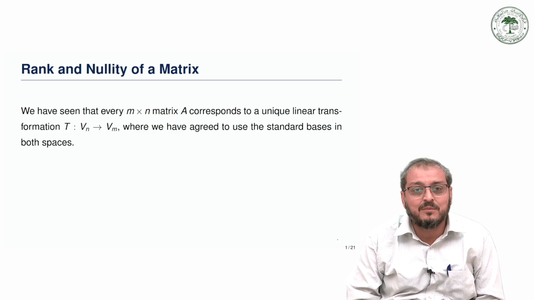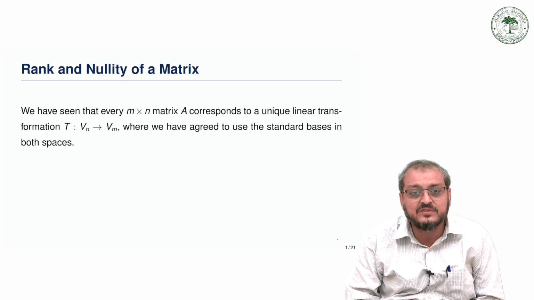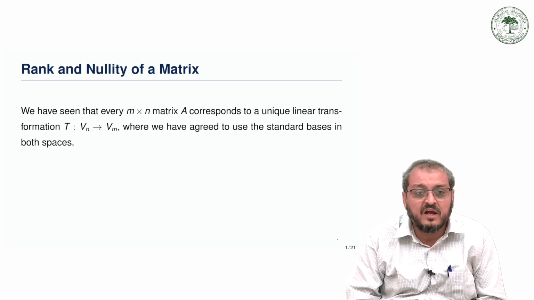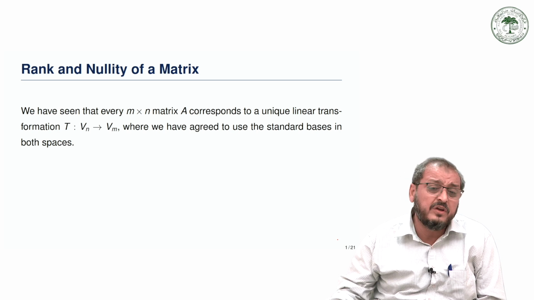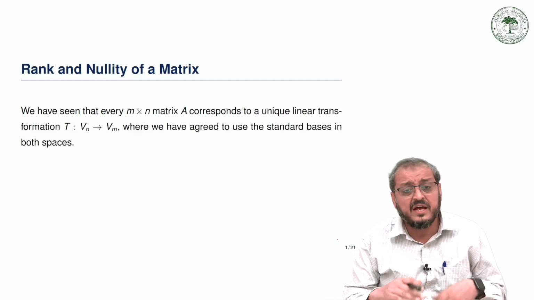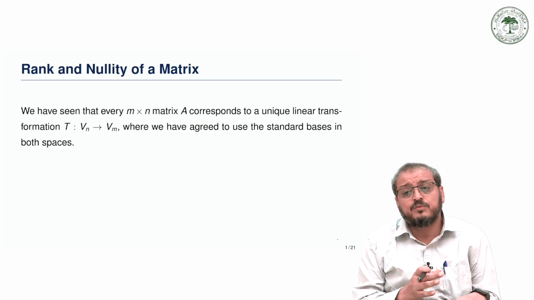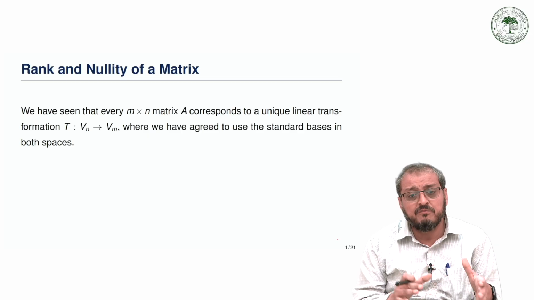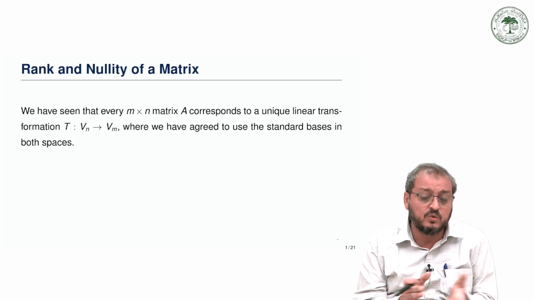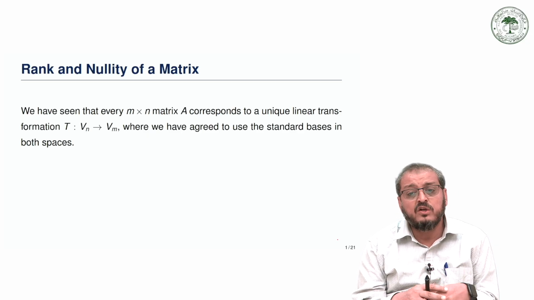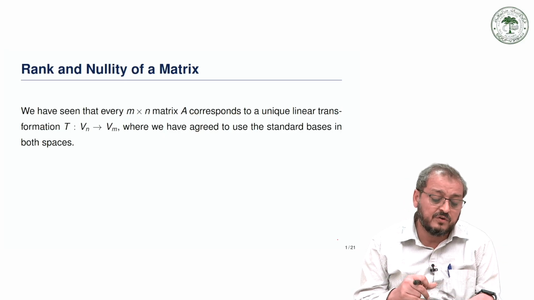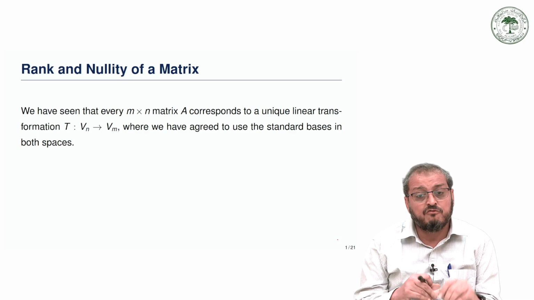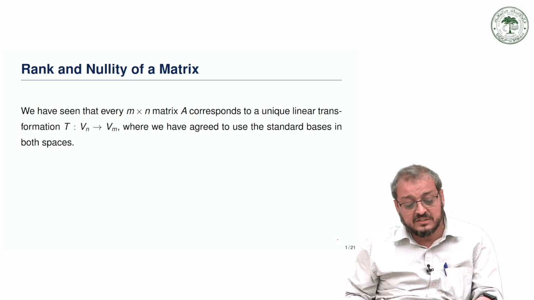Last class we discussed the matrix associated with a linear map, and in this class we will find how to find the rank and nullity of a matrix. In the last class we said that every m by n matrix A corresponds to a unique linear transformation from Vn to Vm, or you can say from Rn to Rm, and we agreed to use the bases of both spaces, the basis of Vn and the basis of Vm.